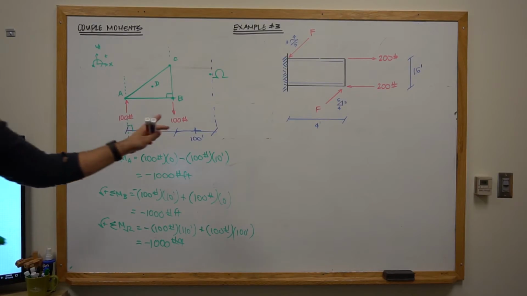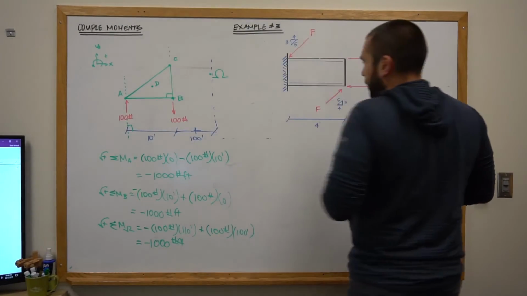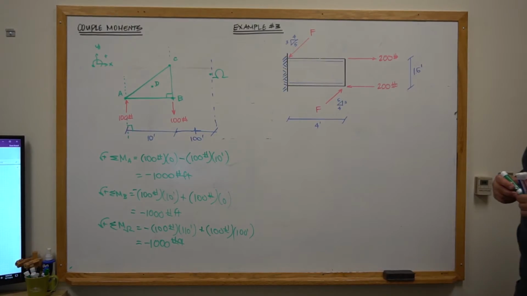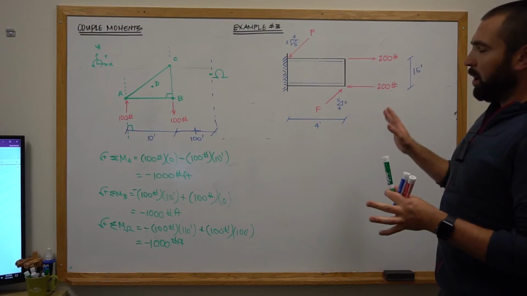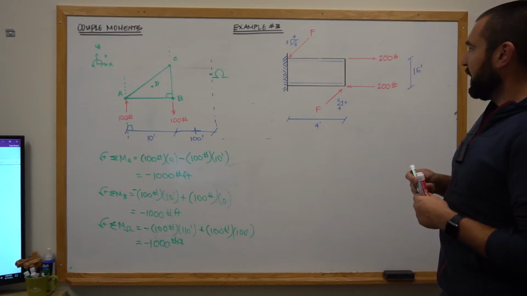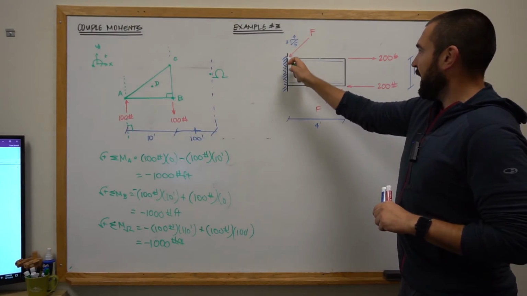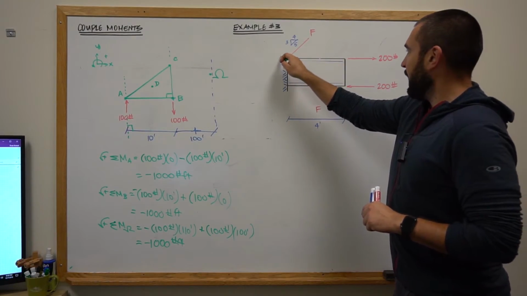Okay, so with that in mind, a problem like this, like example 3, that again is fully worked out up on OneNote so you can take a look. A couple different things you can do with this. If you wanted to, because we know with couple moments that I could take the moment about point A, let's call this point A.